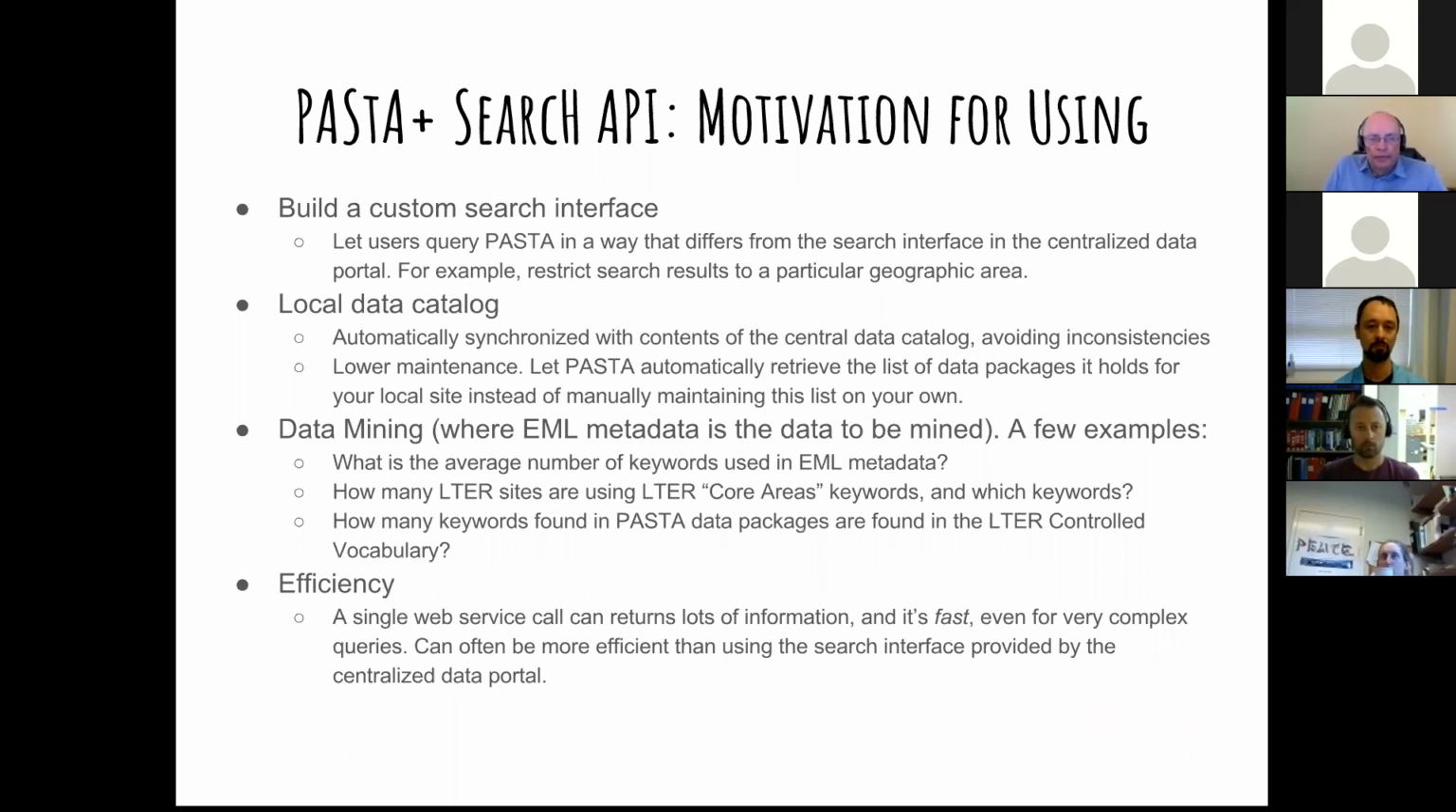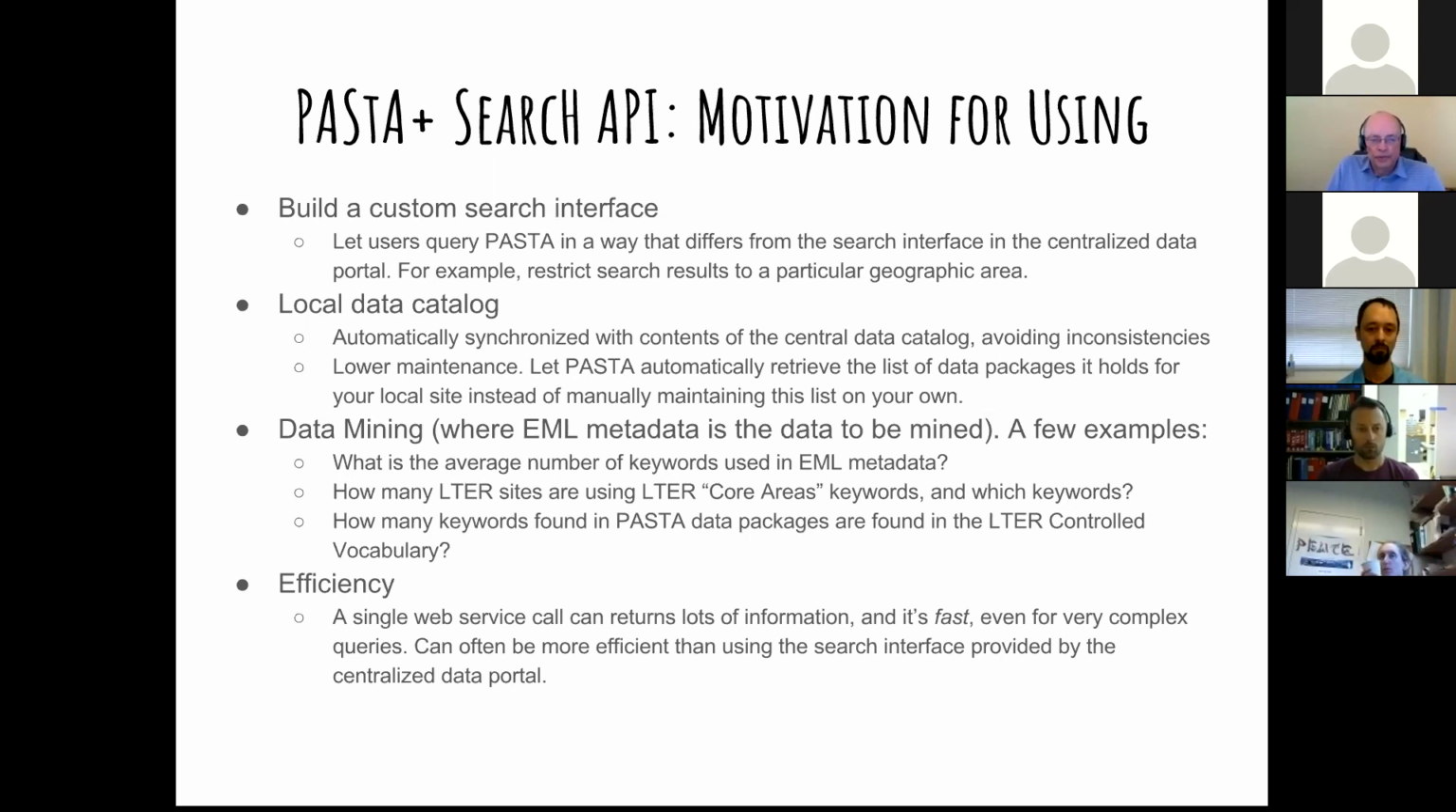Now, what are some of the possible motivations for learning and using the Pasta Plus Search API? First, we may want to build a custom search interface that offers some feature or behavior not found in the search interface offered by the centralized data portal. For example, we might want to build a query interface where the search results are always restricted to a particular geographic area, or perhaps a particular research project.